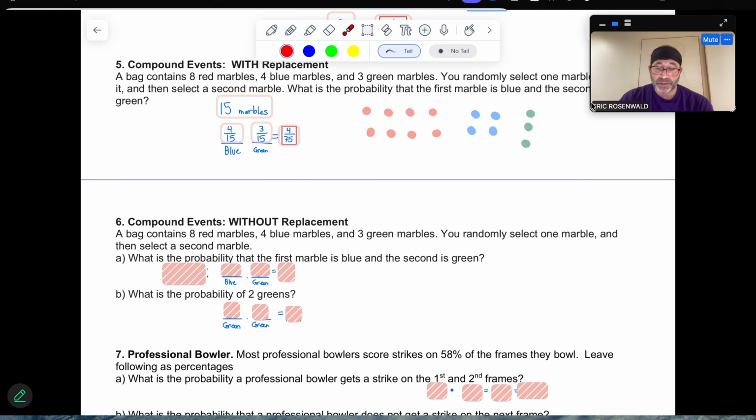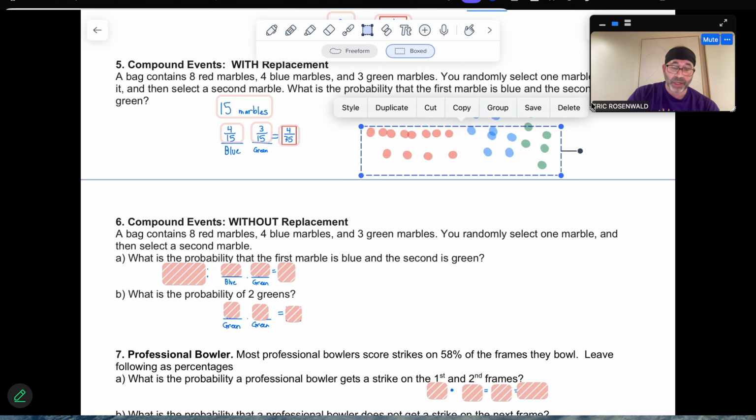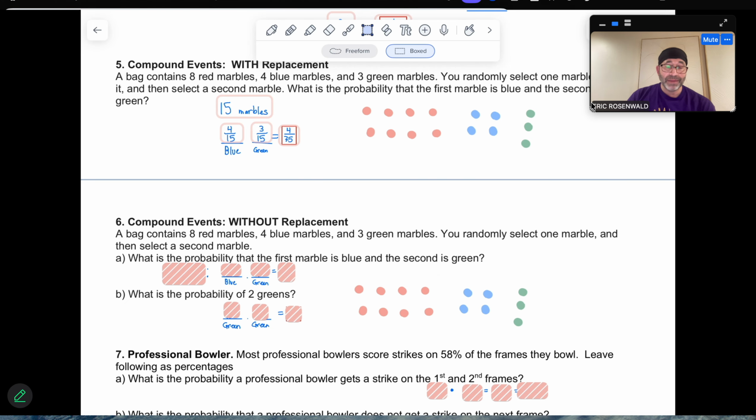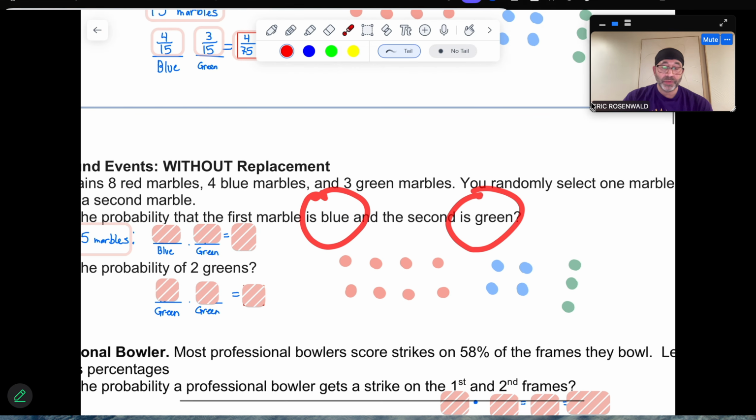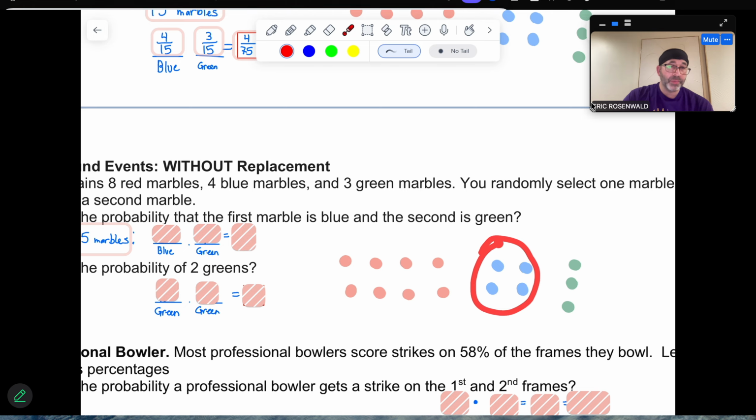Now, let's talk about the same scenario, but this time I'm going to duplicate this and move this down here. This time there's no replacement whatsoever. Well, there's still 15 marbles. So the question is asking, what's the probability that the first one's going to be blue, and then the next one is going to be a green? Well, let's look at the blue opportunities first. Of the blue ones, there are 4 out of the 15 marbles, so there's 4.